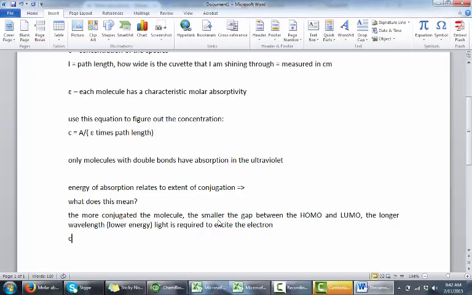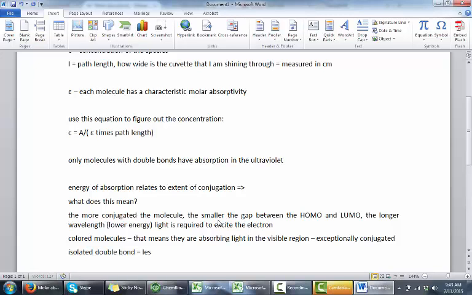in the visible region. So when I see colored molecules, that means that they are absorbing light in the visible region. That's because they are exceptionally conjugated. An isolated double bond requires a higher energy light to excite the electron from the HOMO to the LUMO, and that's going to be absorbing in the UV or the ultraviolet region.